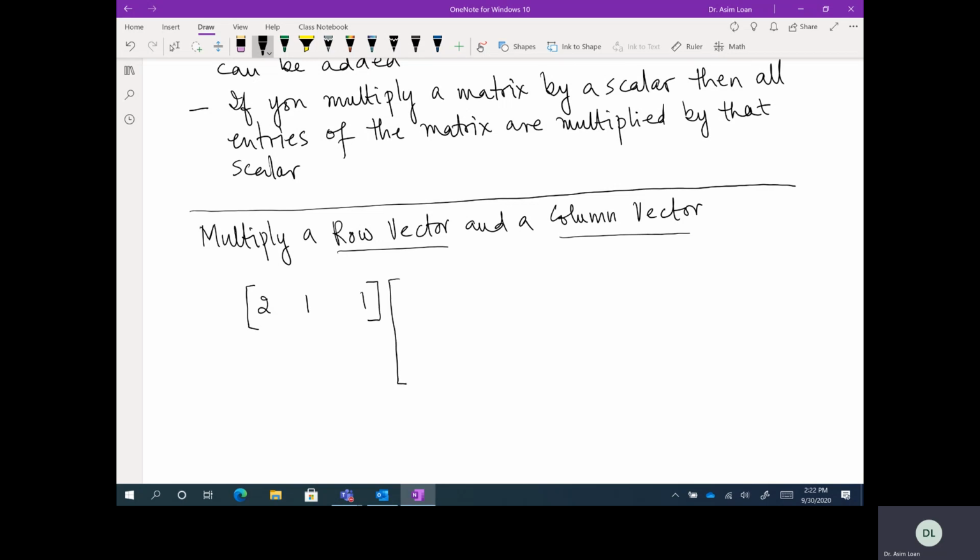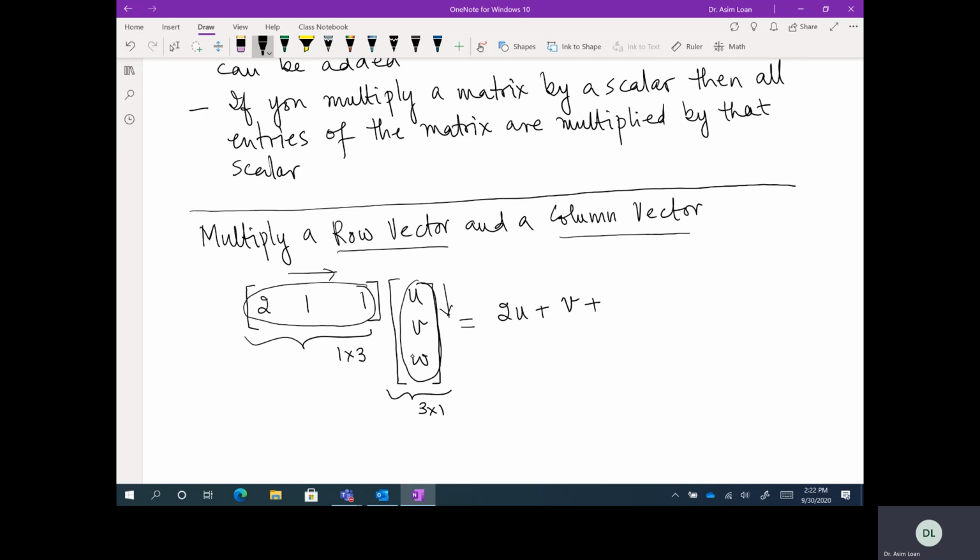you have u, v, w. So this is a row vector. It's a 1 by 3 vector. This is a column vector. This is a 3 by 1 vector. So what do you get? So you know from your high school, you take this row and you multiply it by this one in this order. So you have 2 times u plus 1 times v plus 1 times w, and this is equal to something. This is called the inner or scalar or dot product.